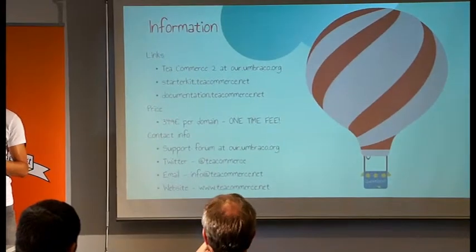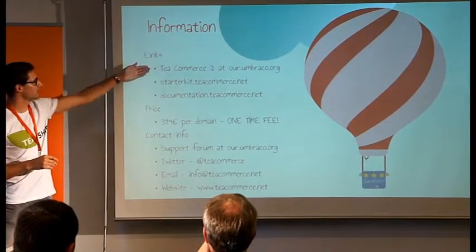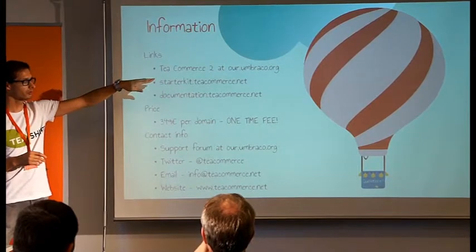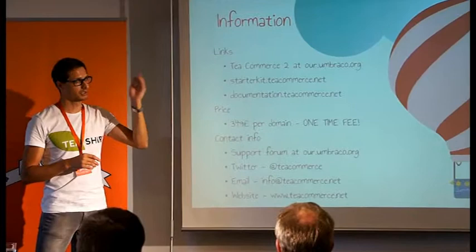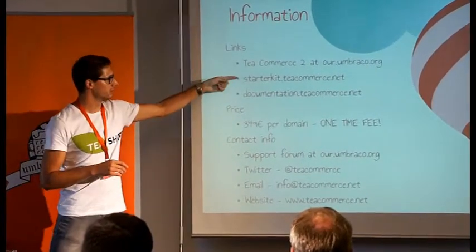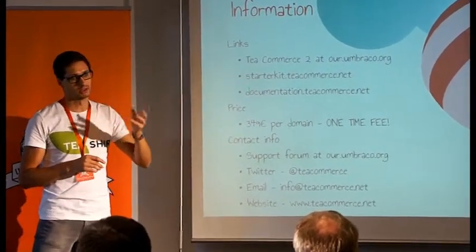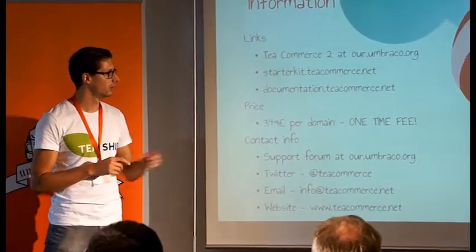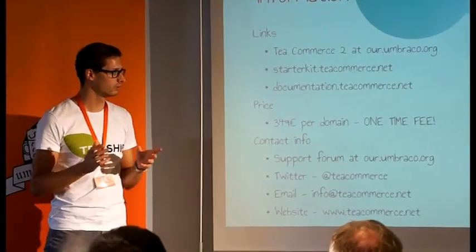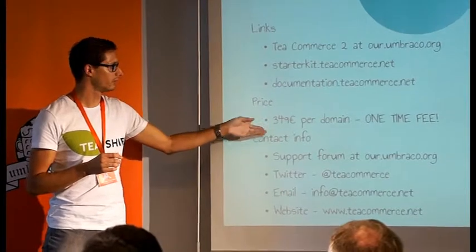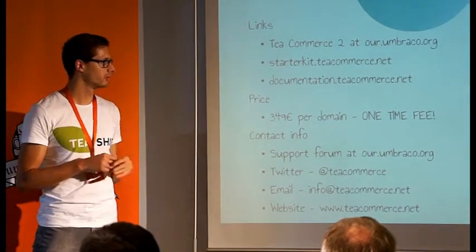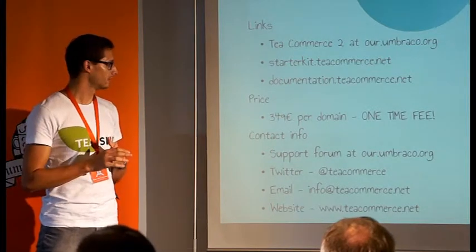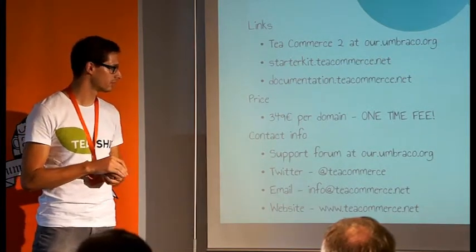And I think this is my last slide. It is just that e-commerce you download at our Umbraco. The starter kit is at starterkit.ecommerce.net, and there's also a download link. So here you can see the front end, and you can also download it and use it yourself. Documentation, of course, an important part. Pricing: $349 per domain, top level domain. It's a one-time fee, you don't have to pay annually. And yeah, that's my contact information.